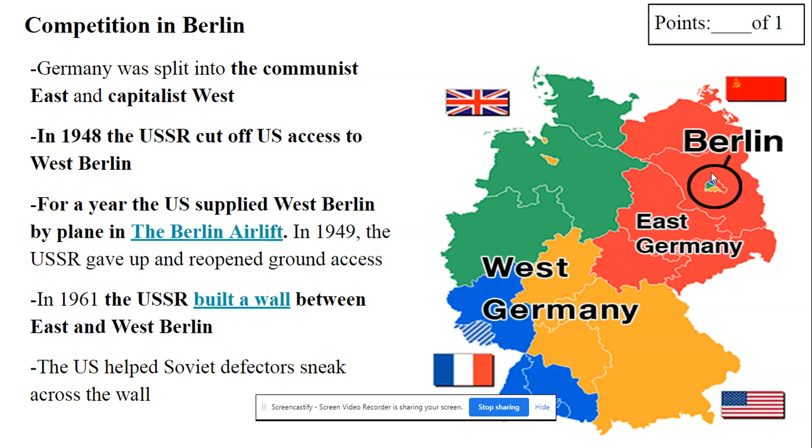The city of Berlin was the capital of Germany, so it was the most important city. So even though it was in East Germany, it was split up into a western half controlled by the US and its allies, and an eastern half controlled by the Soviet Union. So once again, the city of Berlin was the capital of Germany. So even though it was in the Soviet controlled eastern part, it was still split up, with a western part of the city being controlled by the US and its allies.